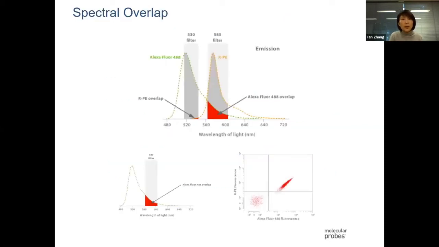So what is spectral overlap? Take the example of Alexa Fluor 488 and PE. We can see the emission from Alexa Fluor 488 is going into the PE detector. So this causes a spillover from Alexa Fluor 488 into PE, resulting in a false signal in the PE channel.